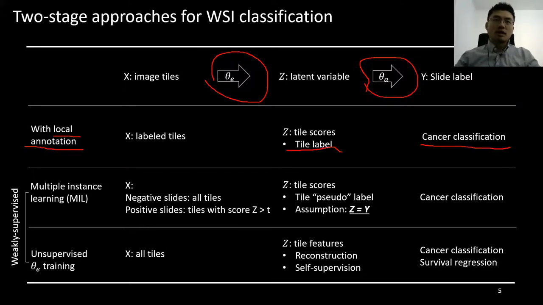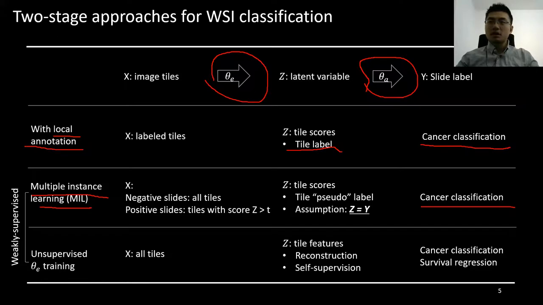But if we don't have local annotation for cancer classification, then people propose to use multiple instance learning, basically in an EM algorithm. The model itself will select which tiles to train and label with the pseudo-labels, which basically equals the slide label. But with this assumption, this approach is only applicable to cancer classification.